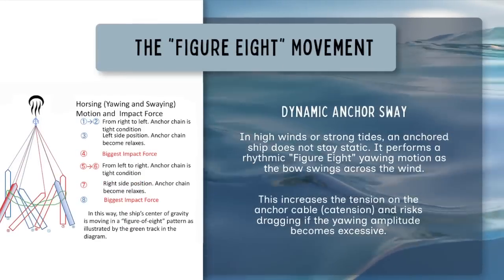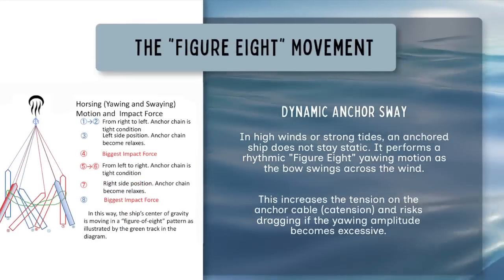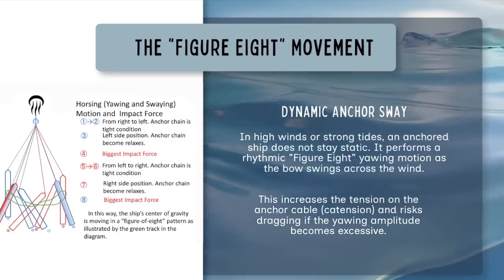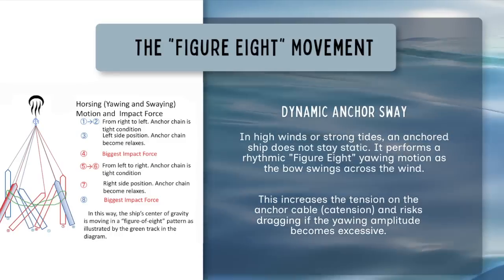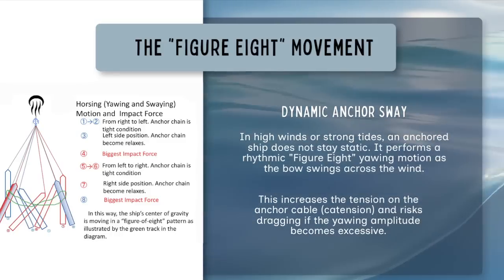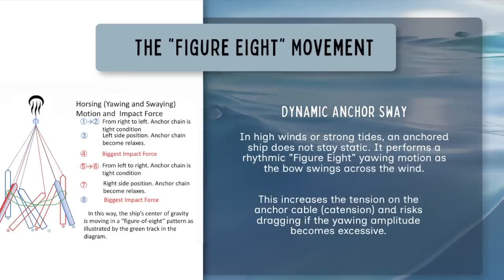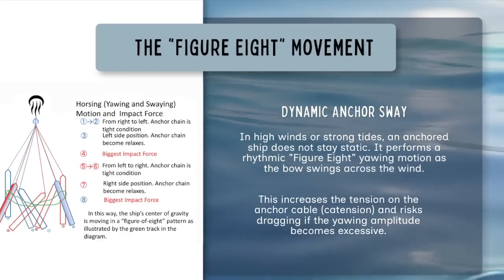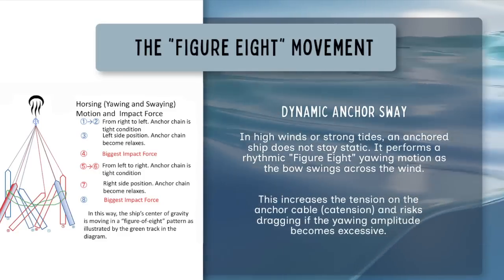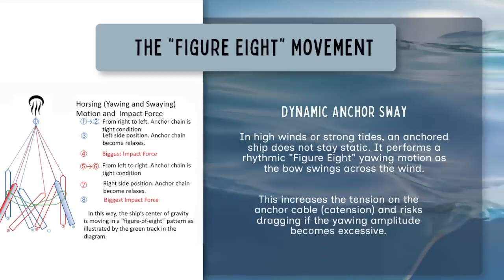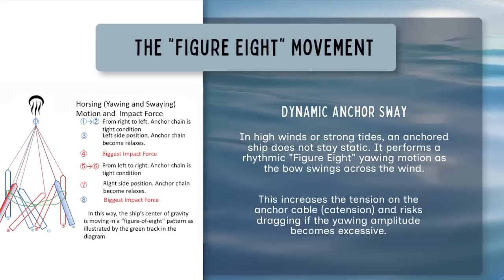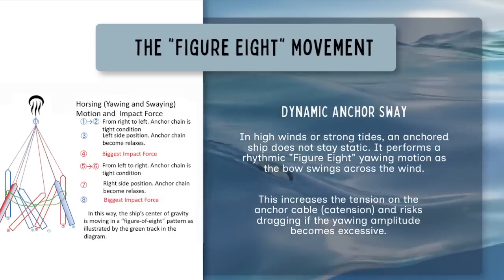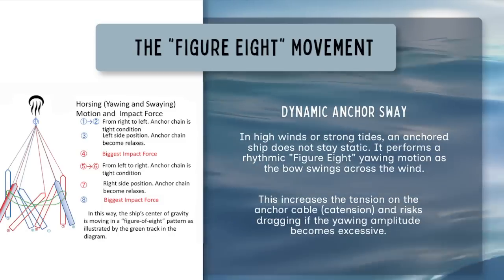So I have here the figure 8 movement. This is the dynamic anchor sway. In high winds or strong tides, the anchored ship does not stay static. It performs a rhythmic figure 8 or yawing motion as the bow swings across the wind. This increases the tension on the anchor cable and risks dragging if the yawing amplitude becomes excessive.